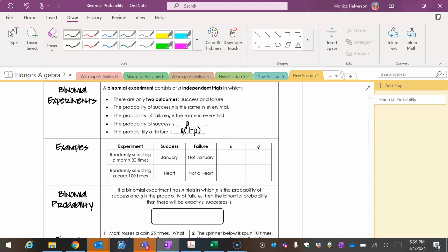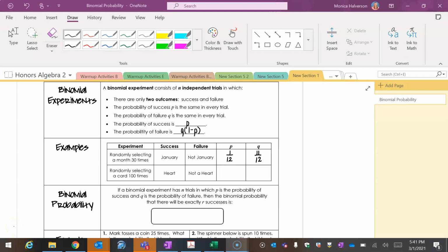What is the probability of success that when you're randomly selecting a month 30 times, you pick January? Well, we know the probability of picking January in a year is 1/12. So that's our p-value. Whereas Q is our failure, or not January, which is going to be 11/12. Okay? You try to do the next one on your own.